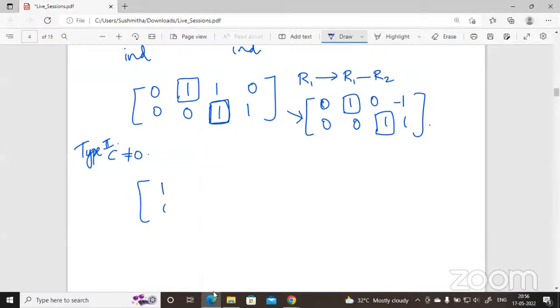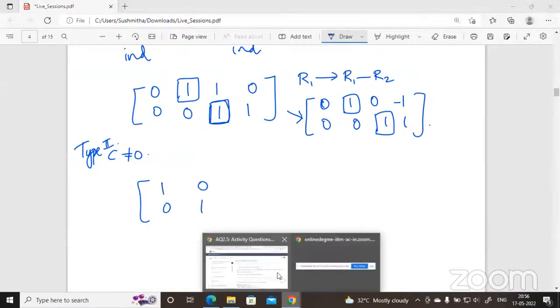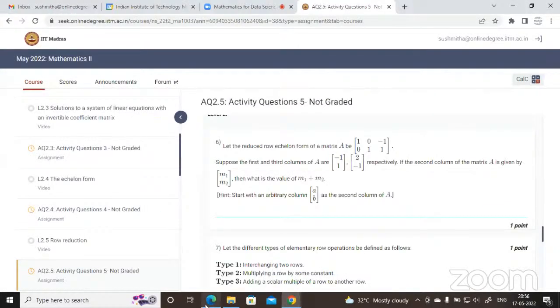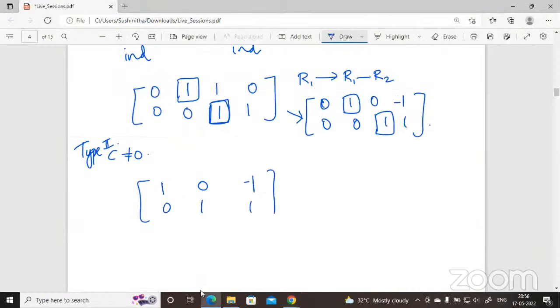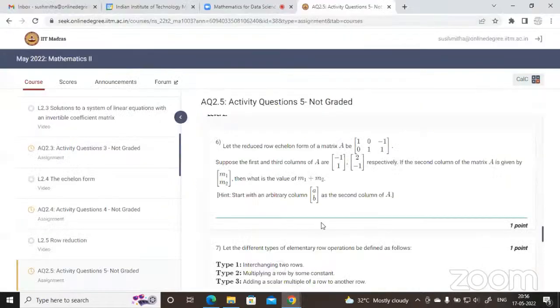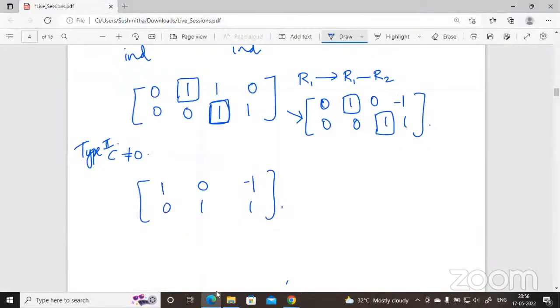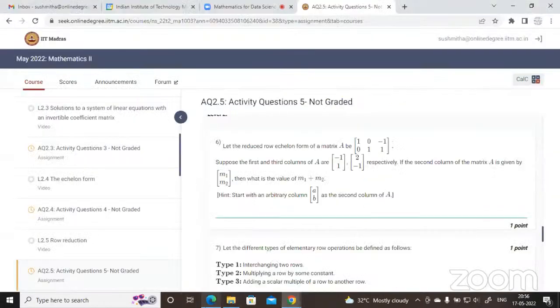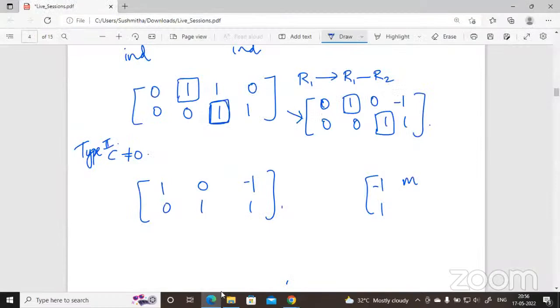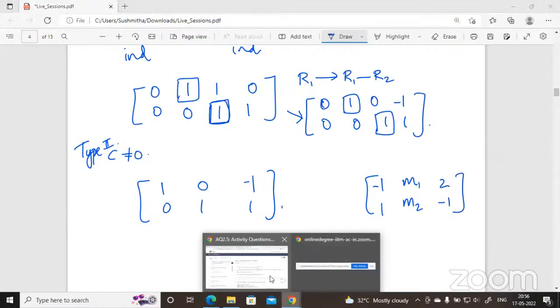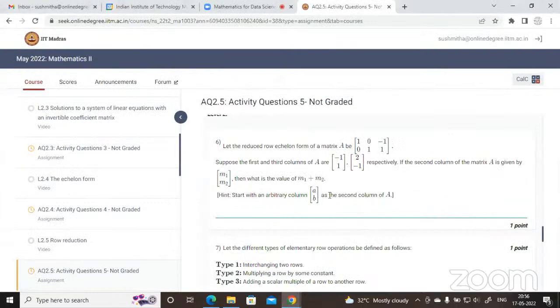So 1 0 0 1 minus 1 1. So this is the reduced echelon form, is it? Yes, this is the reduced echelon form. First and third columns of A are replaced: 1 minus 1 1, 2 minus 2 1, M1 M2, 2 minus 1. Okay, then I need to find the value of M1 plus M2.